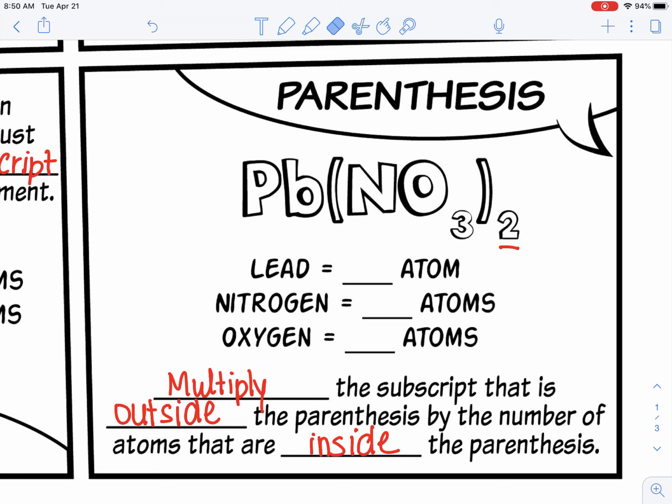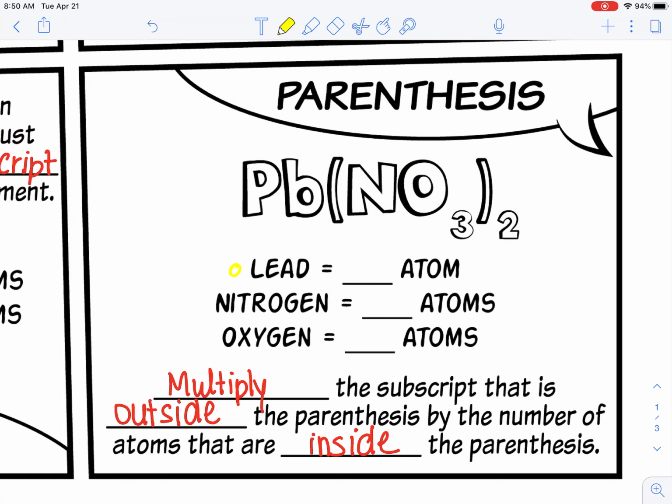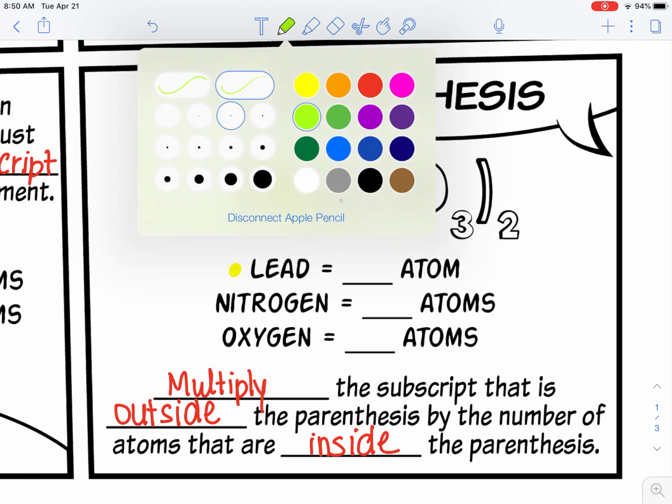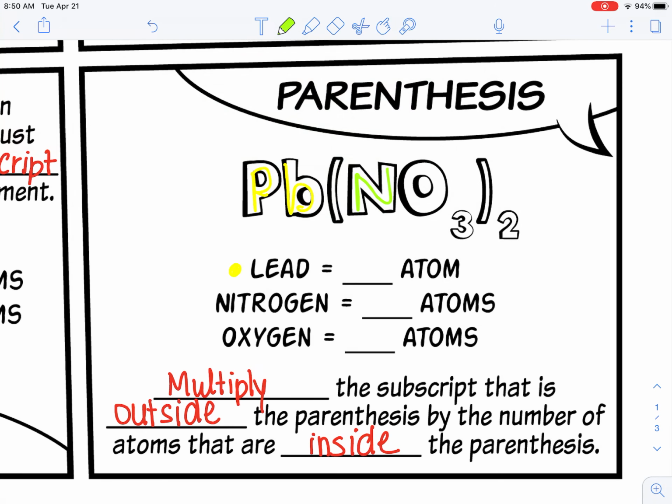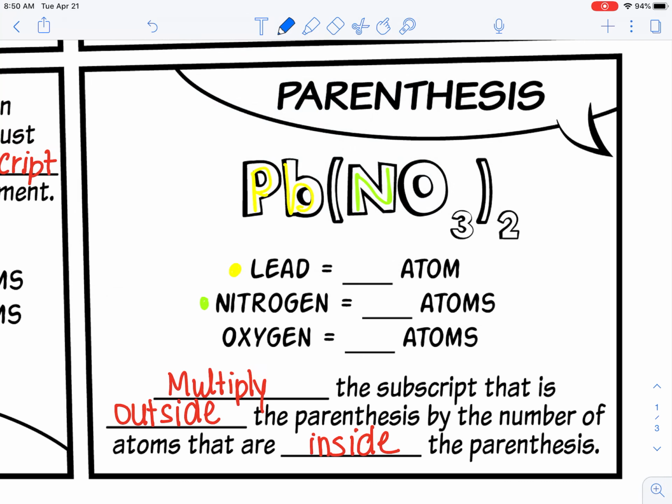So let's draw this one too. So I have lead will make yellow, and we'll make nitrogen green, and oxygen blue. Okay? So if I want to draw this, I'm looking at my lead right here. I have no subscripts, so it's going to have just one atom.